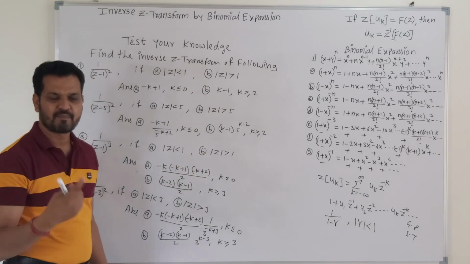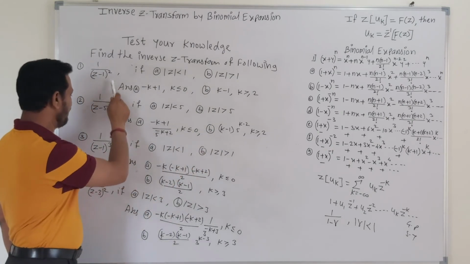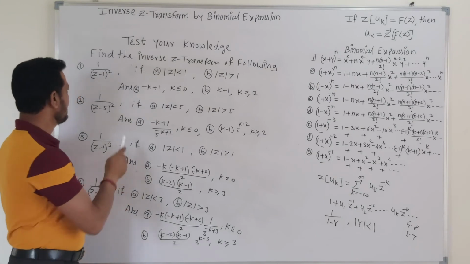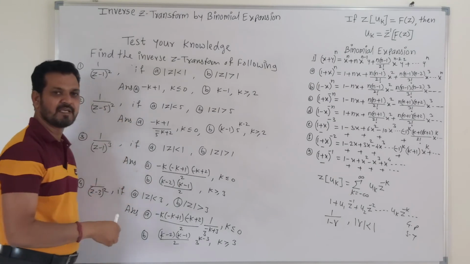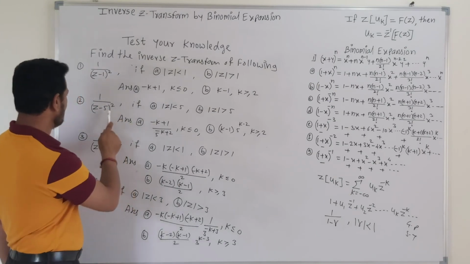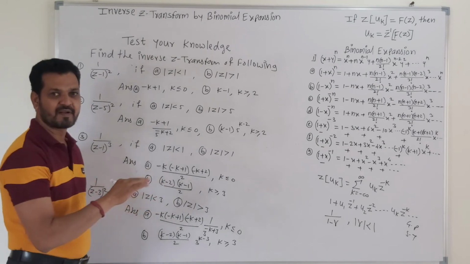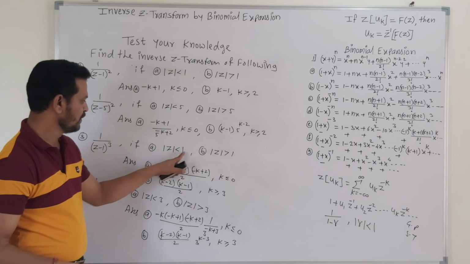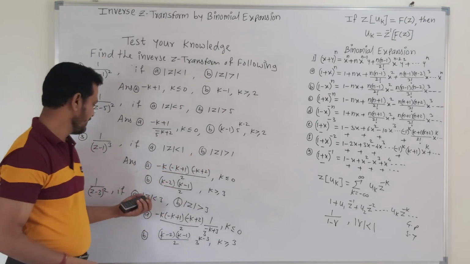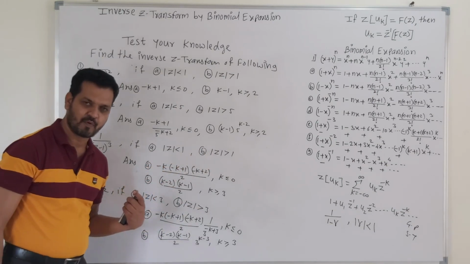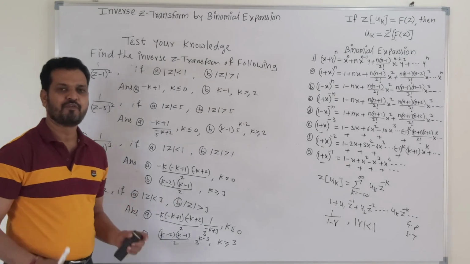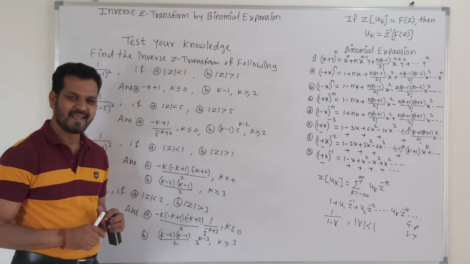So friends, here please try to understand that here we are solving the example when the power of this denominator term is greater than 1. So this is the second example, third example and fourth example. So for each and every example, two regions of convergence are given, and here also the answer is provided for your information.